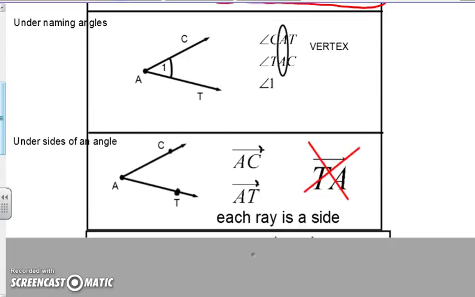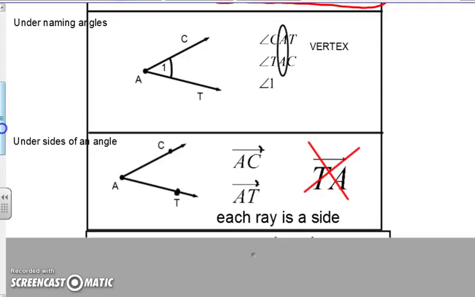Under the next tab, under the sides of an angle. Well, all an angle is two rays put together, and they're sharing that one point, that vertex. So ray AC is the side of an angle, and ray AT is the side of an angle. Why? The letter in the middle is the vertex.